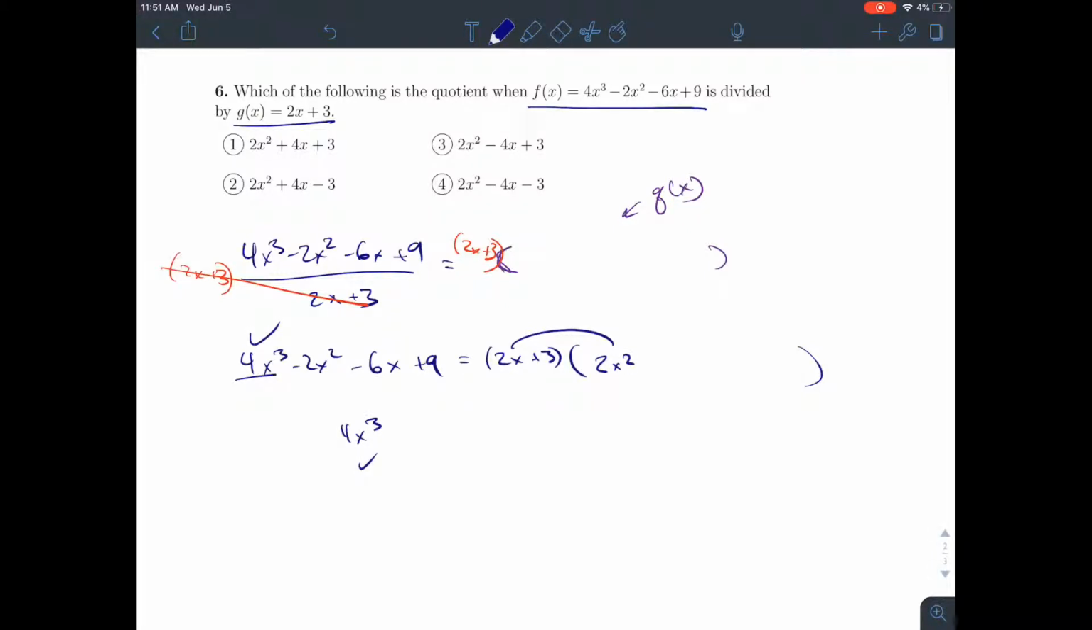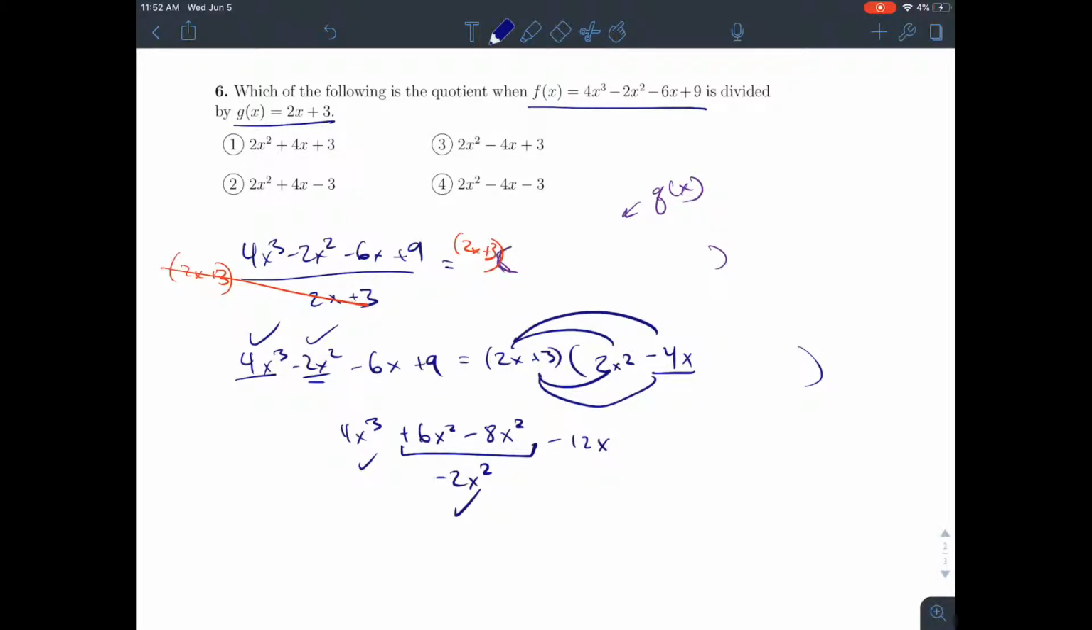However, that also creates for us 3 times 2x squared, which is 6x squared, which is not what we want. We want negative 2x squared. So whatever comes next is going to combine with this to give us negative 2x squared. So our next term needs to be negative 4x. 2x times negative 4x gives us negative 8x squared, which does combine to make negative 2x squared. 3 times negative 4x is negative 12x.